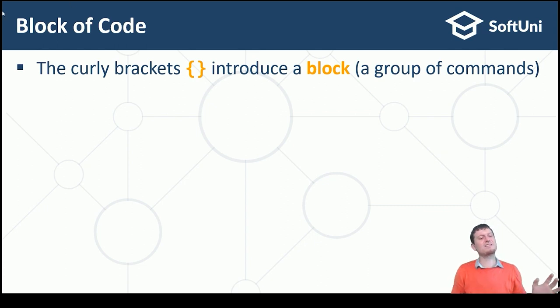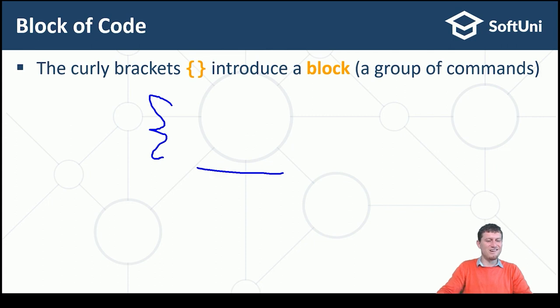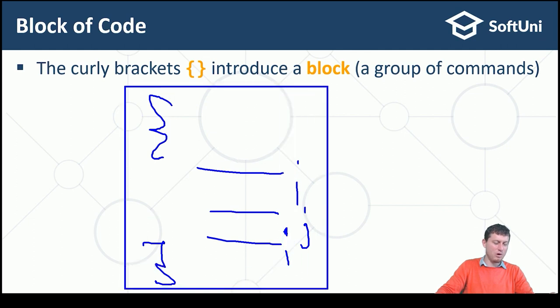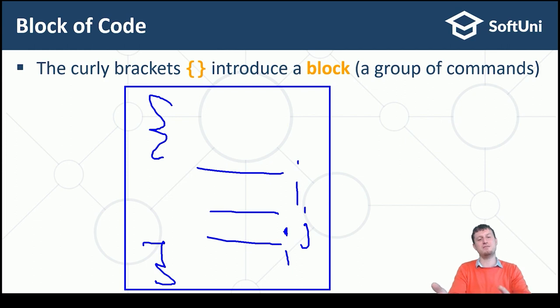But first, let's discuss the concept of blocks. Curly brackets in Java introduce blocks. Blocks are just groups of commands. So we may have a block: a command, semicolon, another command or statement, semicolon, another command or statement, semicolon, and closing bracket. And this is a kind of statement. So this is something like a command which internally consists of several other commands.